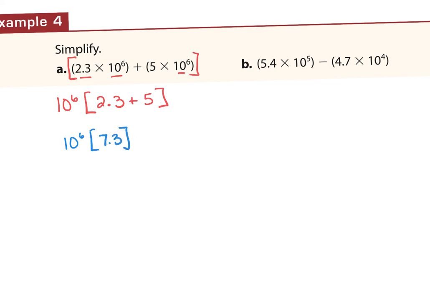Now, this is 10 to the 6 times 7.3, but that's actually not how it looks when we write it in scientific notation. So if I want to write this in scientific notation, I'm going to say 7.3 times 10 to the 6th. That one's not bad. Looks good.